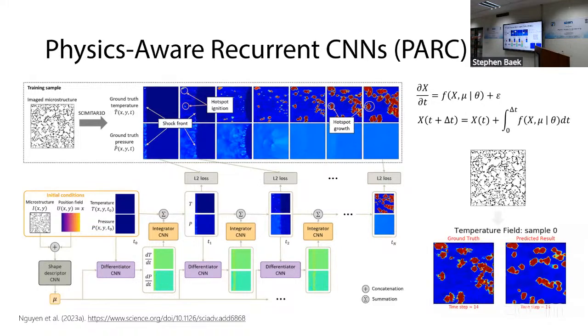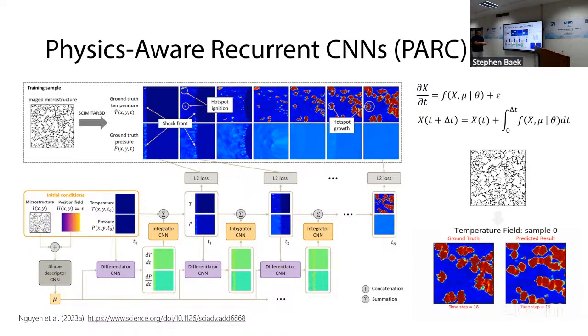So this is our version 1 of physics-aware recurrent convolutions, or PARC. PARC is comprised of the purple boxes and the orange, or yellow, boxes. What this purple box does is take a snapshot of the temperature field and a snapshot of the pressure field as inputs, alongside the microstructure image. So there are three inputs coming into the purple box: temperature, pressure, and structure. It then spits out the time derivative of the temperature field and the time derivative of the pressure field.